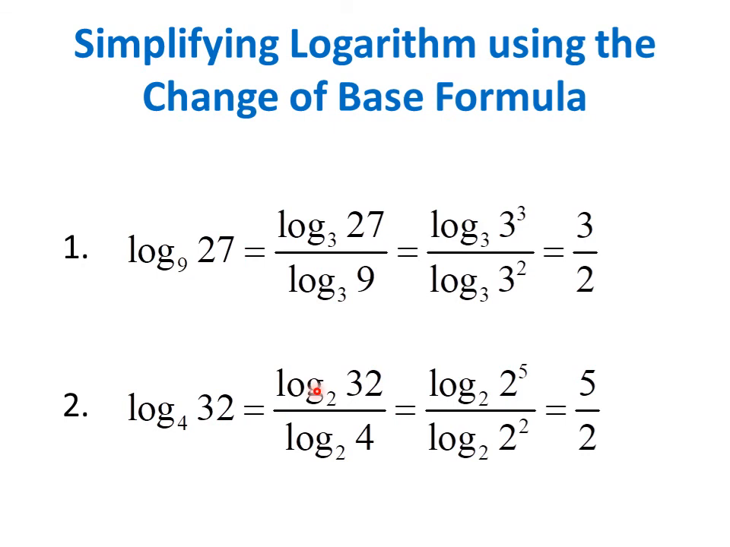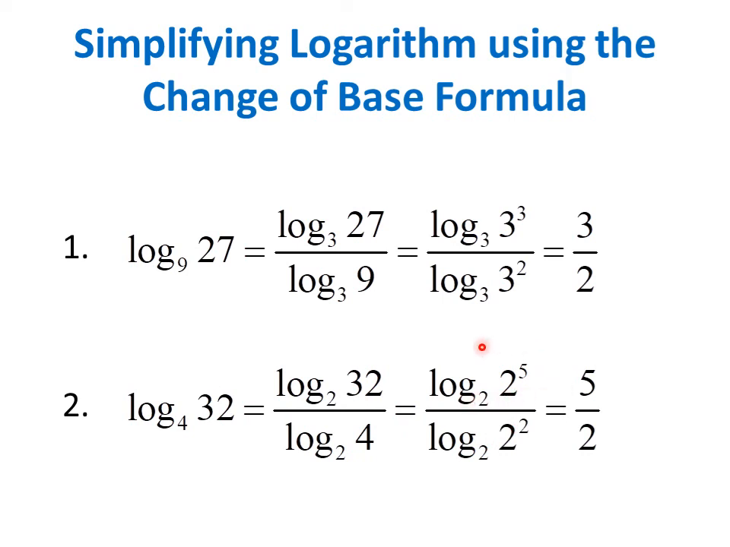We have log to the new base 2 of the original argument 32 divided by log to the new base 2 of the original base 4. Now, since we are getting log to the base 2, we have to express 32 and 4 as the base 2 raised to some exponents. 2 times 2, 4 times 2, 8 times 2, 16 times 2, that is 32. Therefore, 32 is 2 to the 5. And we know that 4 is 2 squared.